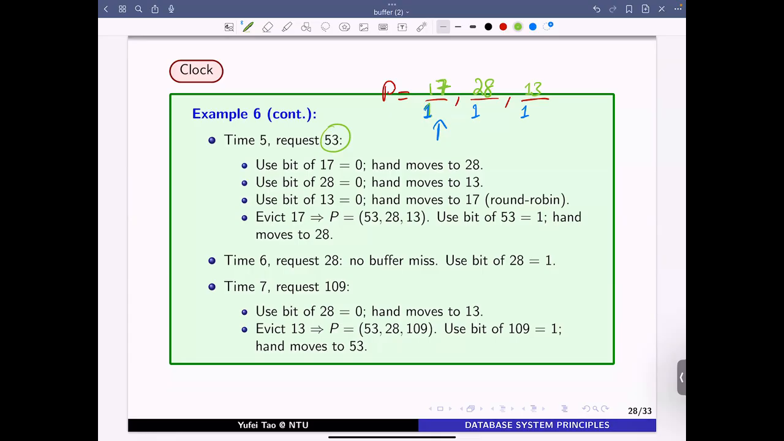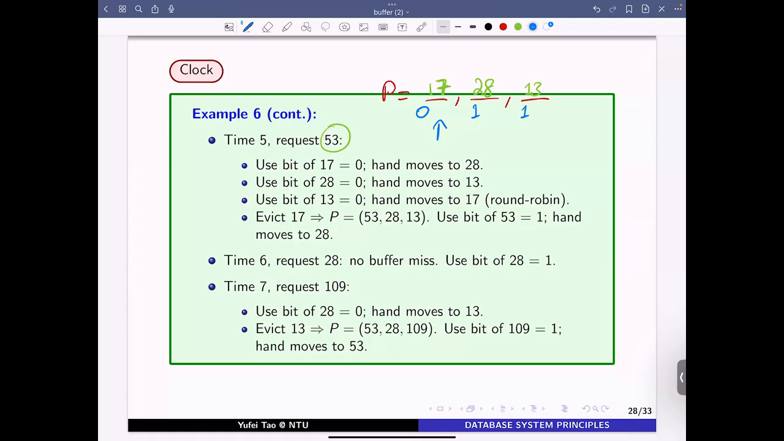So our hand is pointing to 17, right? So we want to evict 17, but no, look at the bit. The bit is 1. If it's 1, we give it a second chance. The hand points to you, so you are the candidate for removal. But if your bit is 1, then we give you a second chance. However, we will set it to 0 now.